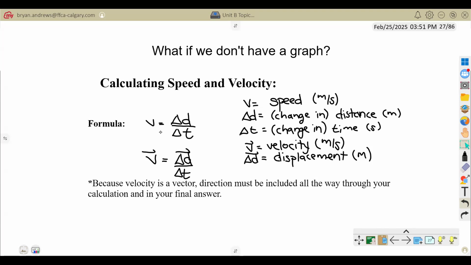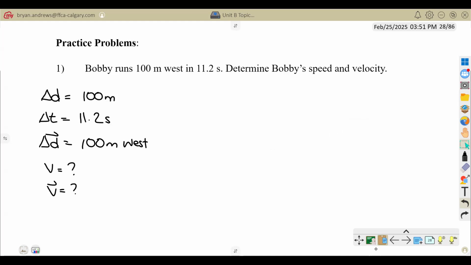The two formulas are pretty much the same. So when we're looking for speed, it's a change in distance over time. And when we're looking at velocity, it's a change in position or displacement over time. And both of them are going to have the units of meters per second. So let's just jump right into this quickly here.